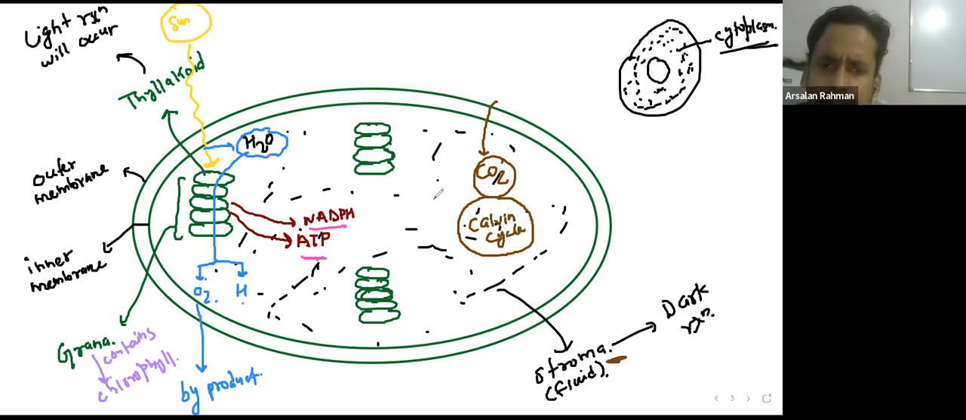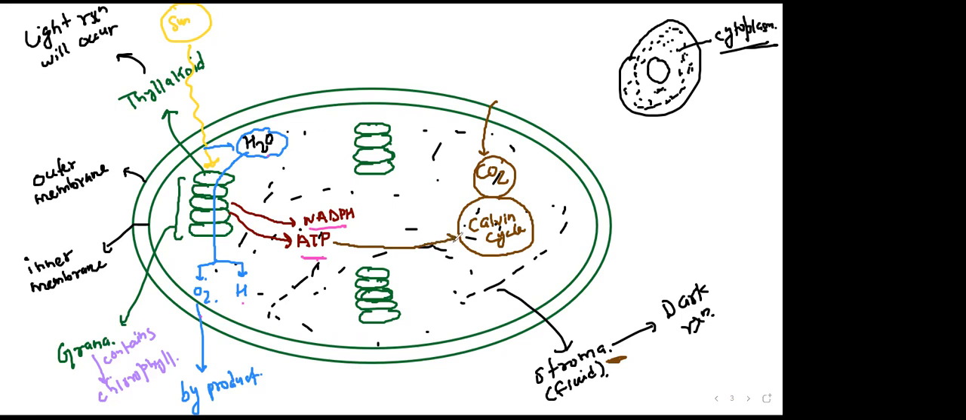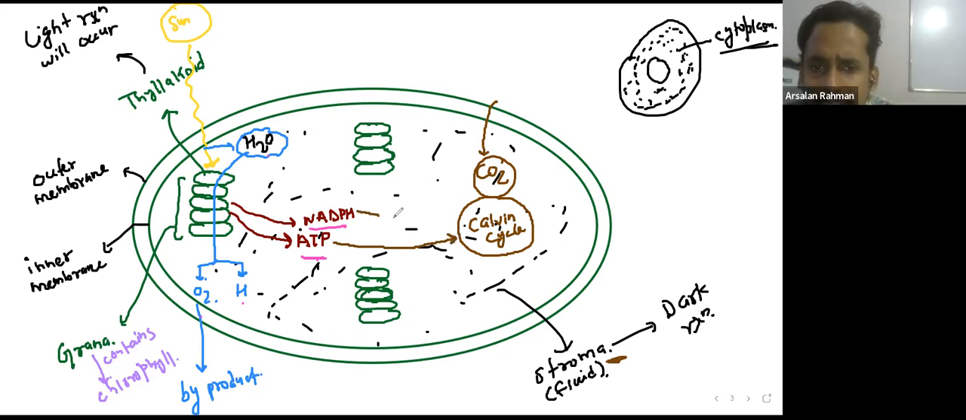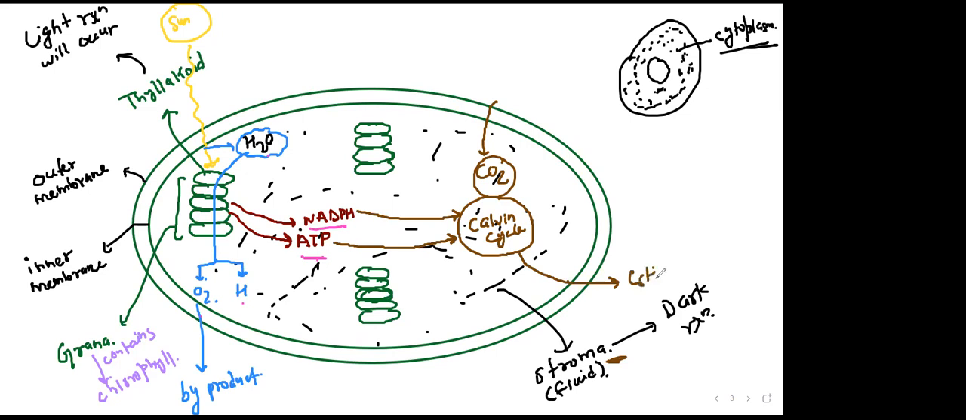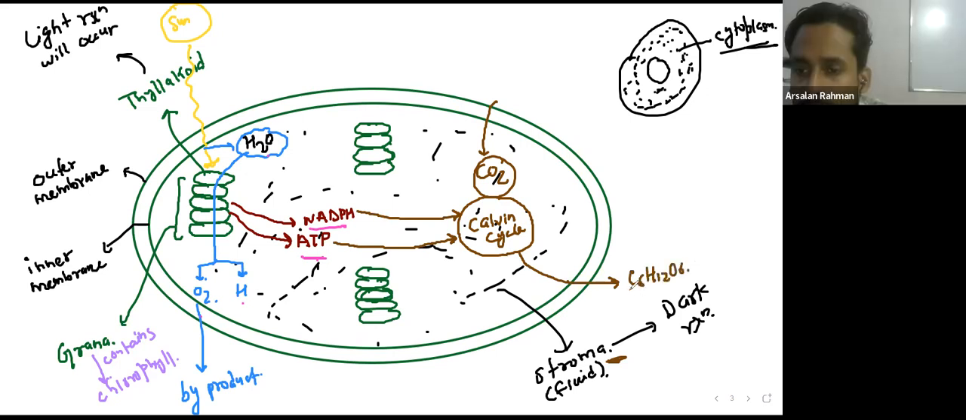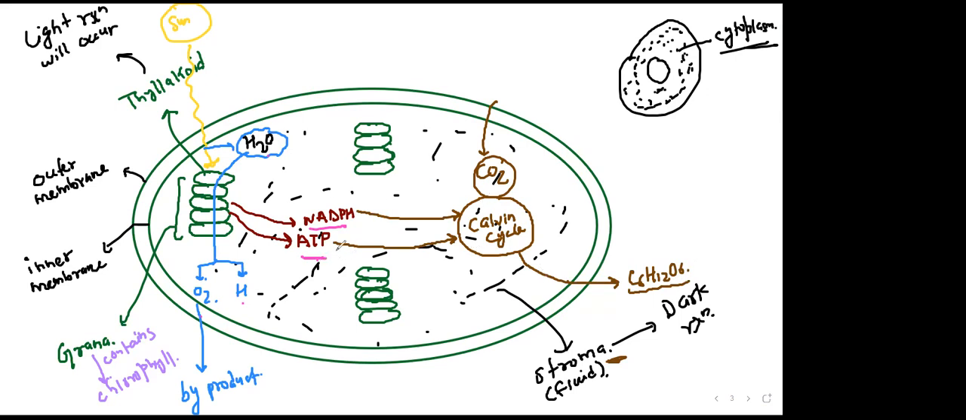In the Calvin cycle, this ATP contains energy. ATP will enter the Calvin cycle. This NADPH will enter the Calvin cycle. And it will produce sugar. Sugar means C6H12O6. Glucose is a sugar molecule.